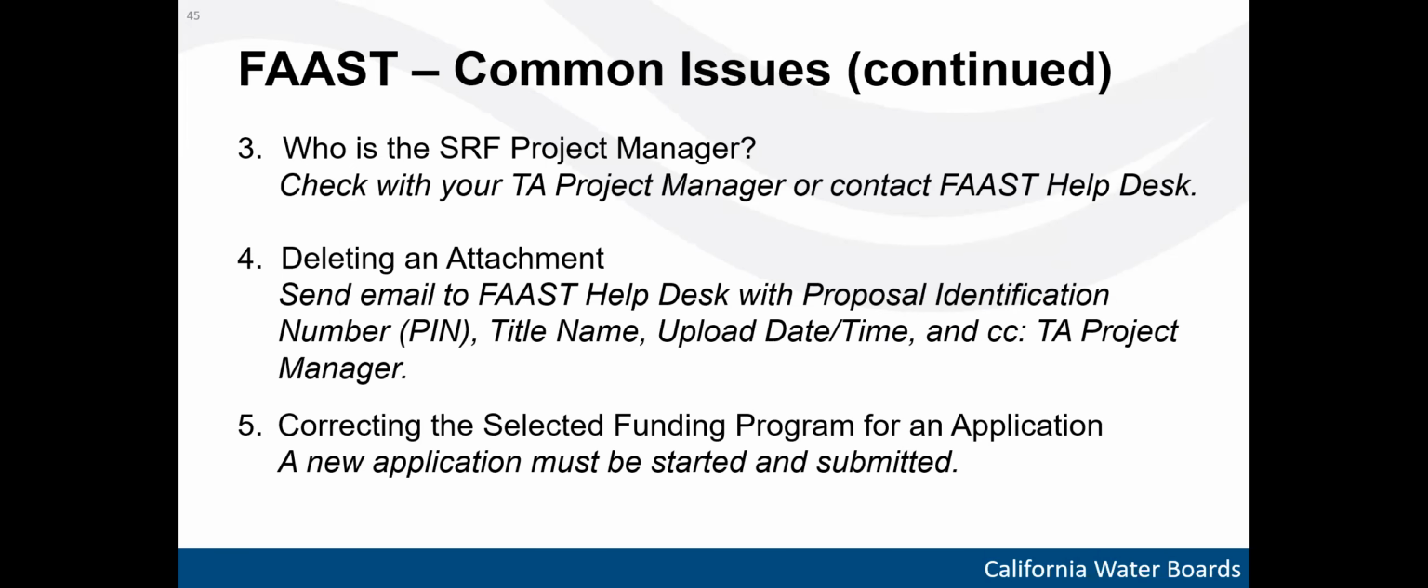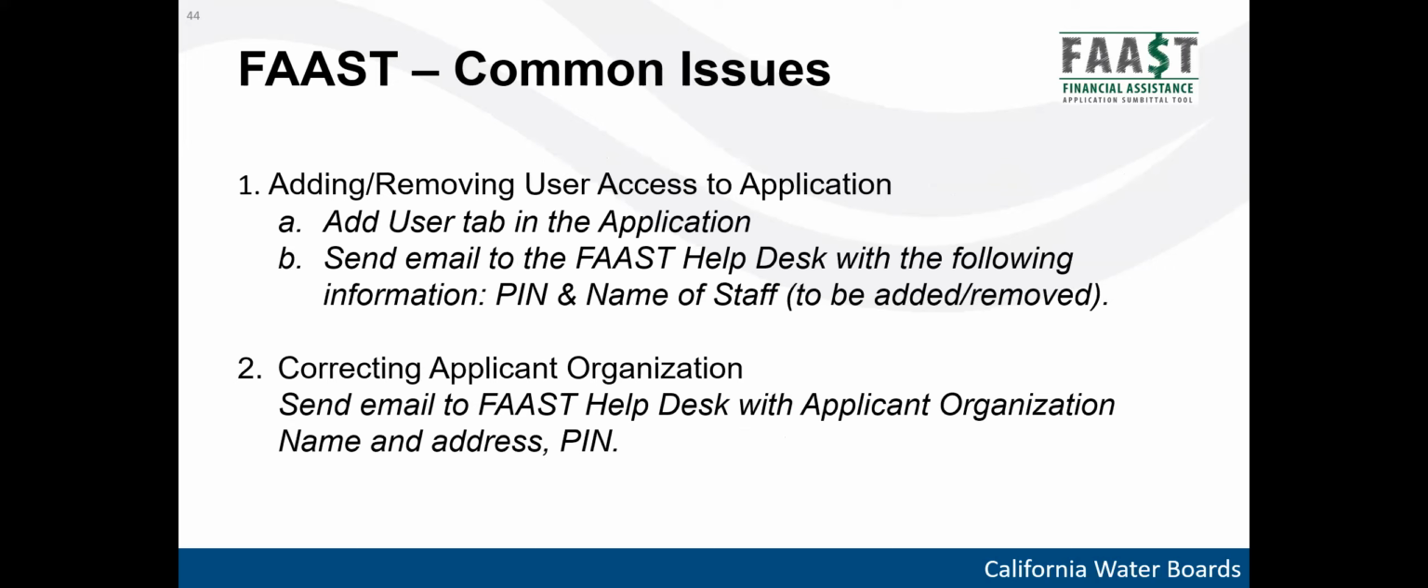All right, so there's a couple of issues that have come up repeatedly in FAAST, and there's five of them. The first being adding and removing user access to an application, and that could be the agreement application as well. So there's a tab in FAAST that's titled Add User. As long as you know their username, and it is case sensitive, you can add them, or you can de-associate that user from the application. So that's for the agreement application or an application that you're submitting for funding for a water system or a system.